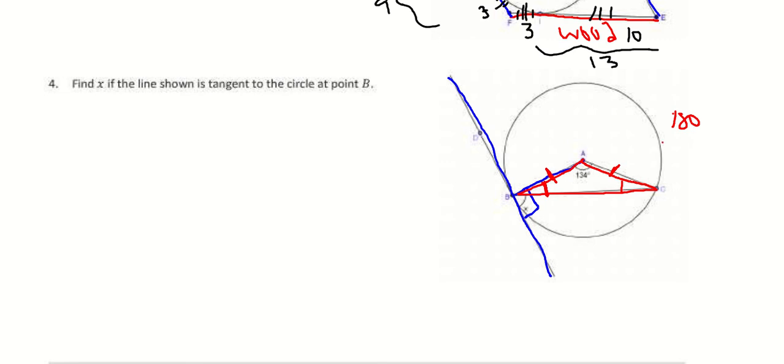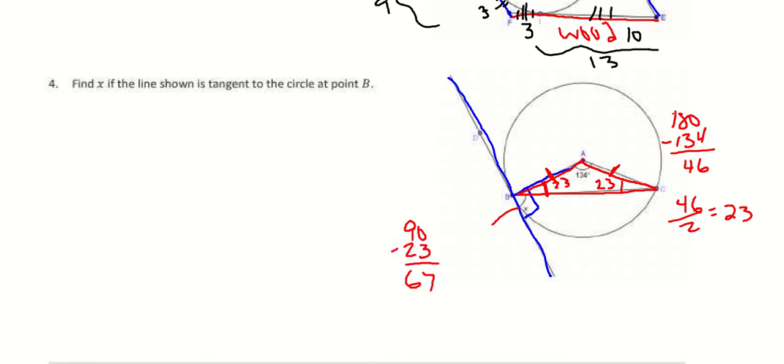So 180 minus 134 will leave us with 46 degrees. And then we just divide that by 2 to get 23. So both of these angles measure 23 degrees. That means this angle where x is just 90 minus 23, which should be 67. So x is equal to 67 degrees.